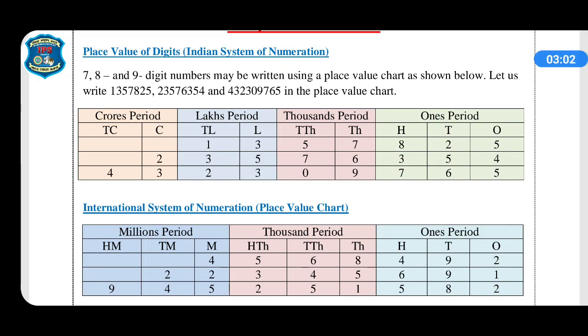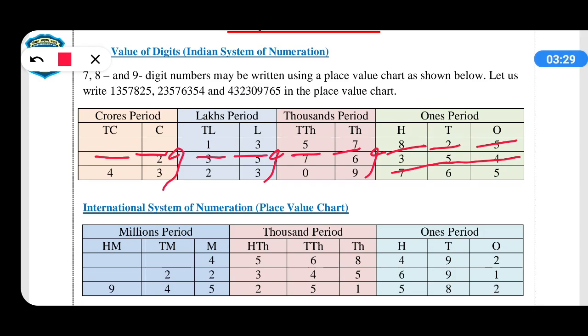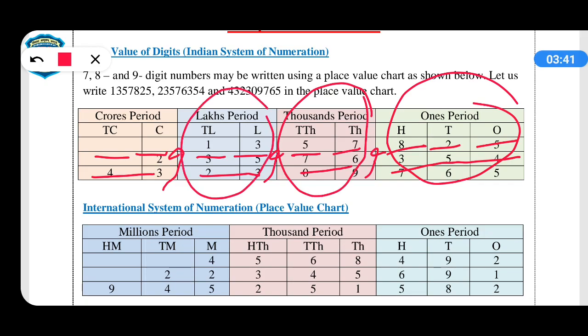When you write a number in the Indian system of numeration, you have to put commas like this: ones, tens, hundred, then comma, then thousand, 10,000, then comma, then lakh, 10 lakh, then comma, then crore, 10 crore, right? So here three digits are there, then comma, then 2, then comma, then again 2, then comma, then again 2. This is ones period, this is thousands period, this is lakhs period, and this is crore period, right?